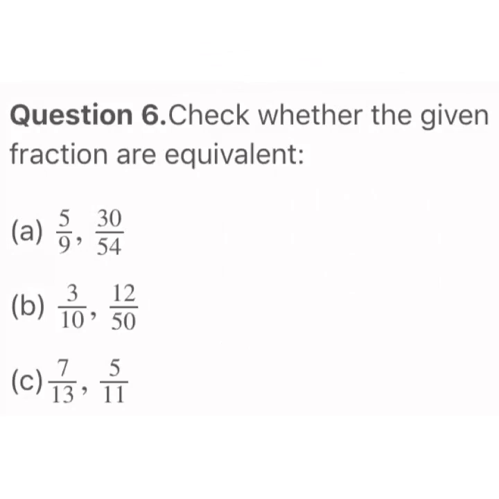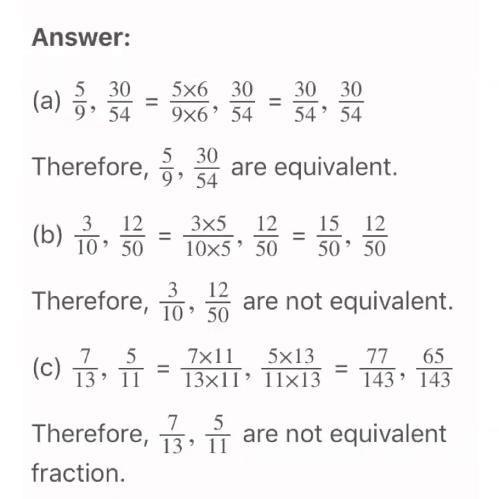Question number 6. Check whether the given fractions are equivalent. Children, here pairs of fractions are given. We have to find out whether they are equivalent or not. First pair of fractions is 5 upon 9 and 30 upon 54. Children, here 30 divided by 5 gives 6 and 54 divided by 9 gives 6. So 5 multiplied by 6 and 9 multiplied by 6 gives 30 upon 54. That means the fractions are equivalent. 5 upon 9 and 30 upon 54 are equivalent fractions.